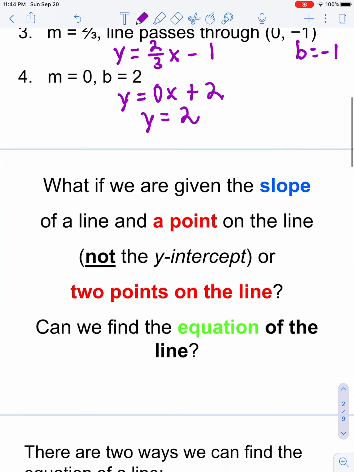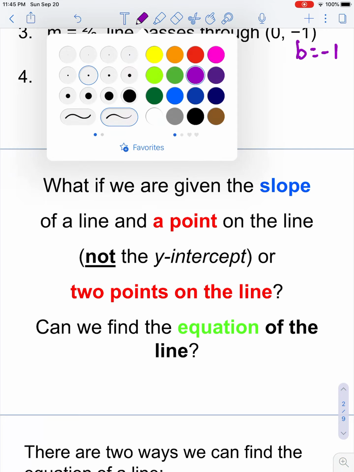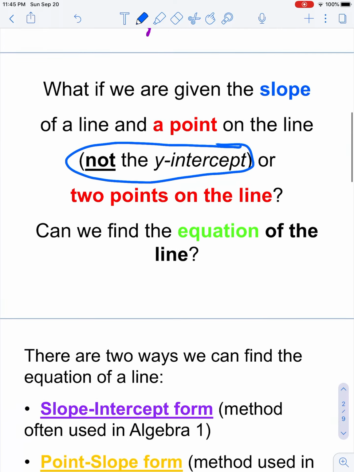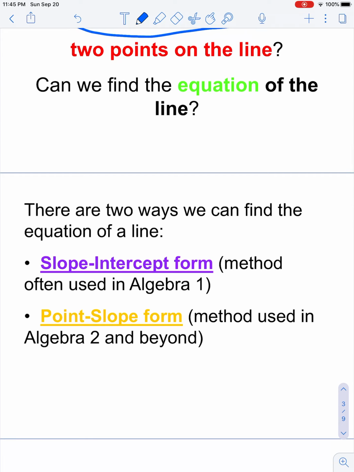However, if we are given the slope of a line and a point on the line, but it's not the y-intercept, and that's really important, if it is not the y-intercept, or we just have 2 points on the line, can we find the equation of the line? Well, the answer is yes. There are 2 ways we can find the equation of a line.